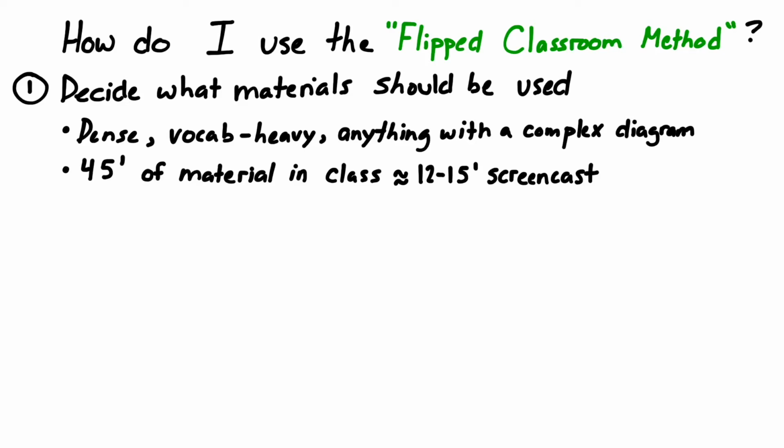I figured out pretty quickly that the amount of material I can normally get through in a 45-minute class period takes me about 12 minutes to get through when I screencast. A good example of this in biology might be something like the Krebs cycle. It takes a long time to cover and the diagrams are very complicated.